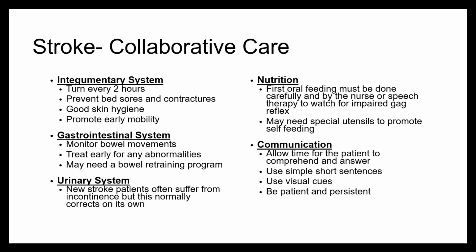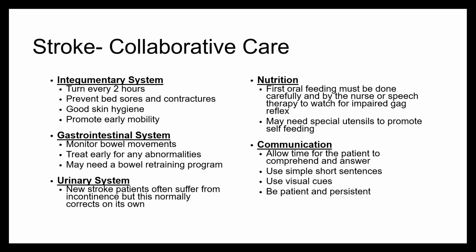In regards to the integumentary system, turning and repositioning every 2 hours will be necessary on patients who are unable to move themselves. We want to make sure that we do assess the skin routinely, perform good hygiene, and watch for any problems with skin integrity. We want to get them mobilized as early as possible, again, with the assistance of physical therapy and occupational therapy. In regards to the gastrointestinal system, we'll be monitoring their bowel movements carefully, treating any abnormalities early on. A bowel retraining program might be necessary depending on any bowel issues that they may have.